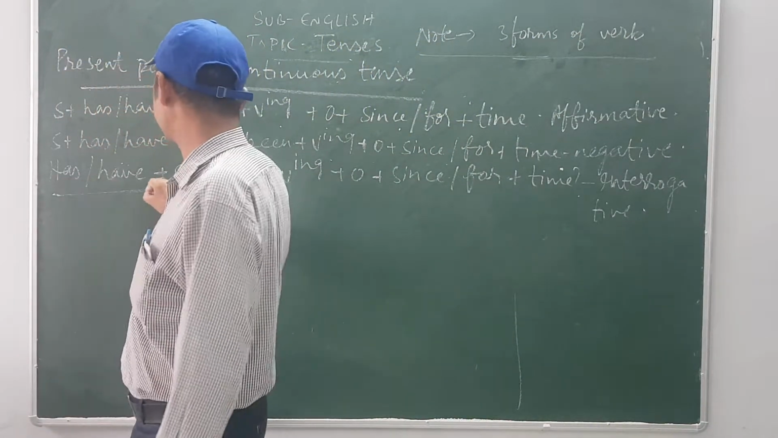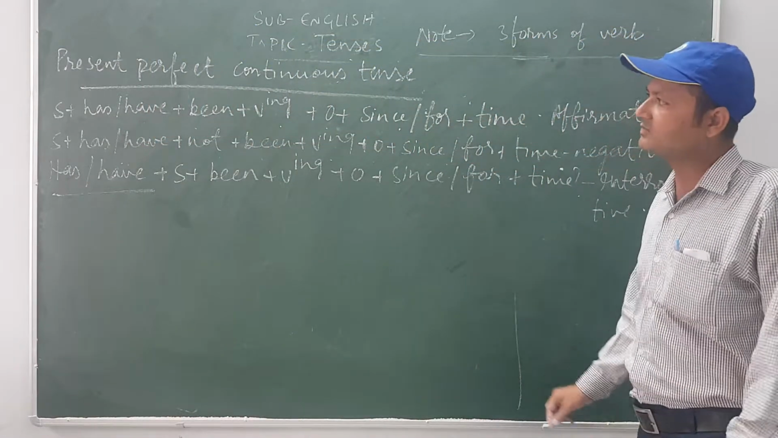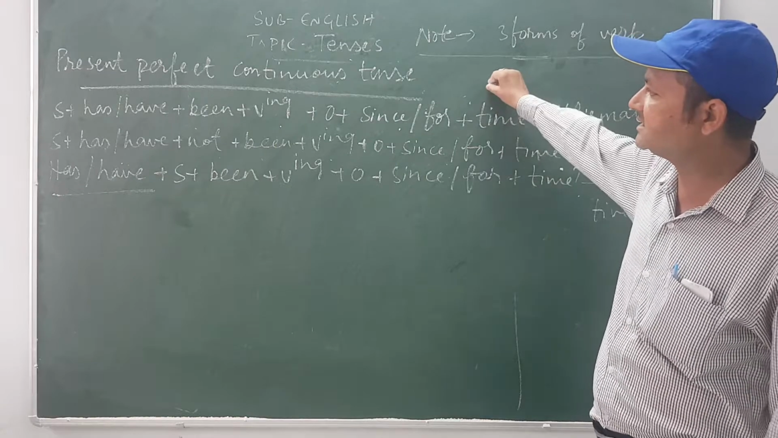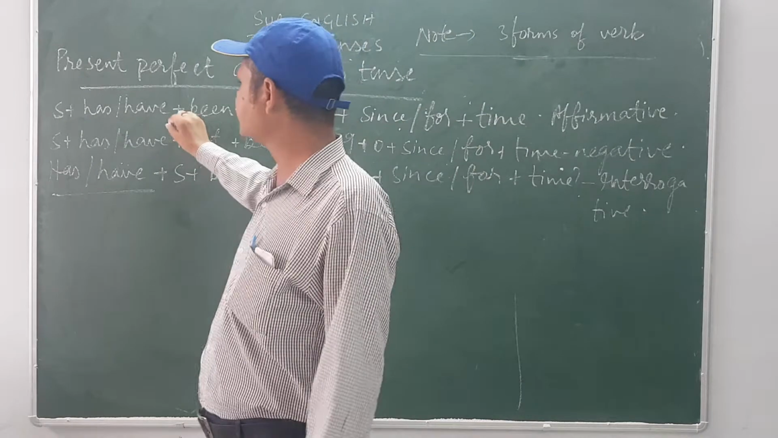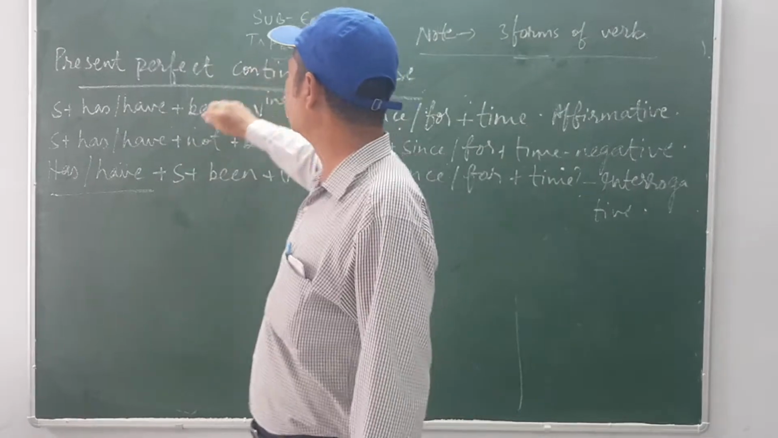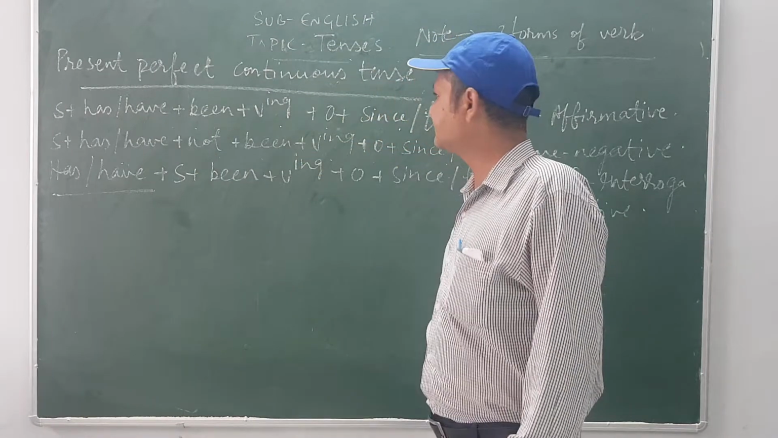You can see it from here. The format is given on the board for you. Now I am going to give you some examples related to the present perfect continuous tense, so that you can understand it easily, that why and where we are using the format, and how and what kind of helping verb we are going to use in the present perfect continuous tense.